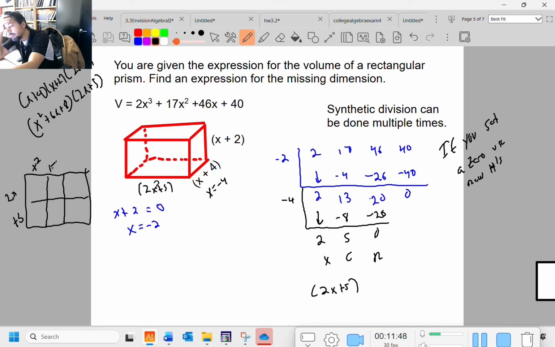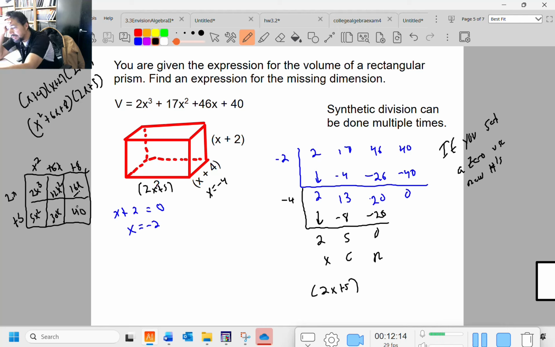I know y'all don't like the box method. X squared times 2x is 2x cubed. 2x times 6x is 12x squared. 8 times 2x is 16x. X squared times 5 is 5x squared. 6x times 5 is 30x. And then 8 times 5 is 40.